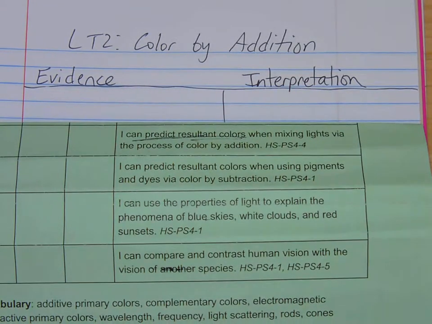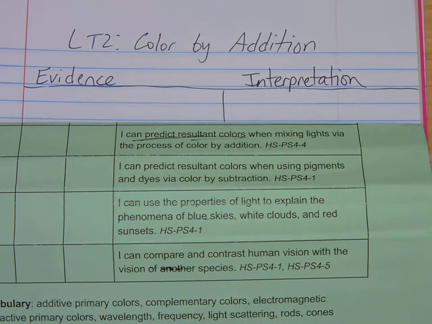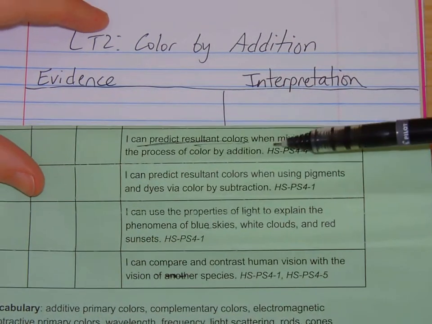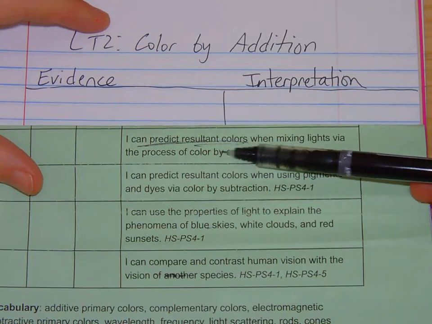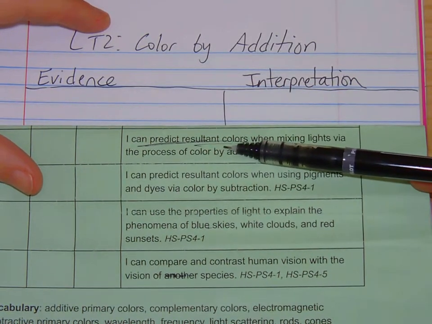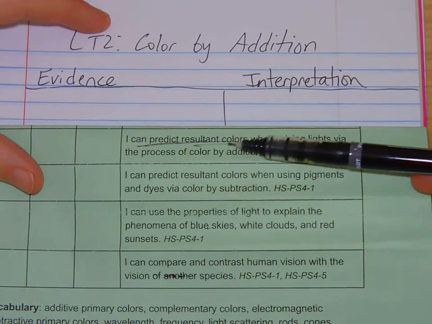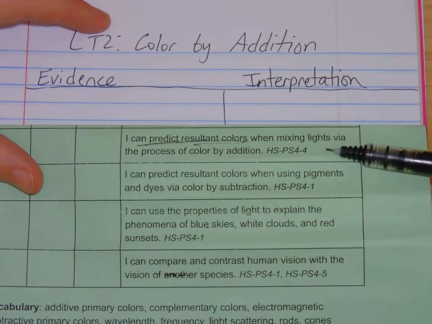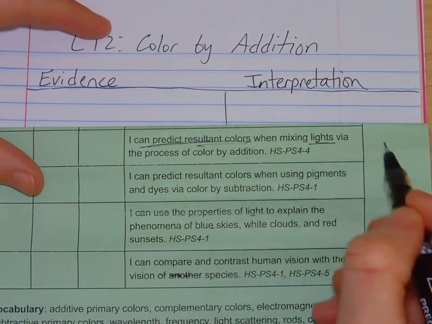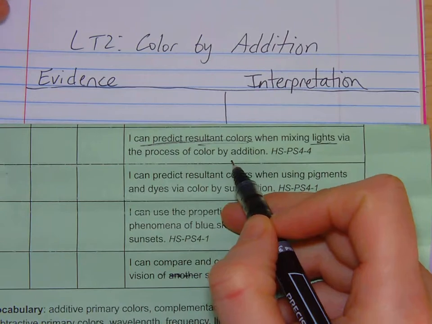These are the notes for target 2 in the light and color unit. So the target is color by addition, and what you need to be able to do is predict resultant colors. Resultant means what you get when you mix other colors. All right, so the result when mixing lights, that's important, via the process of color by addition.